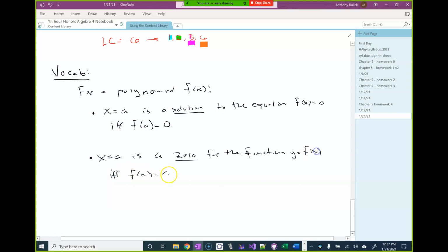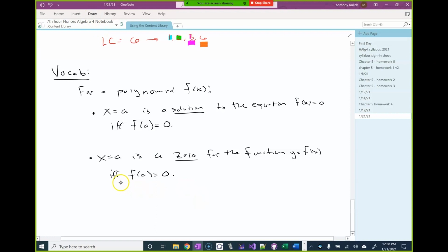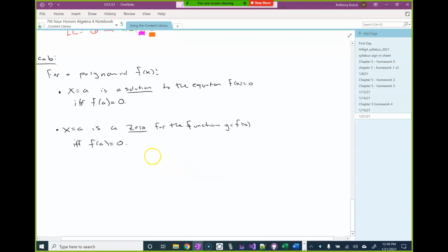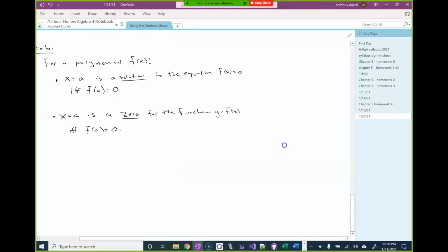So the next one, we say x equals a is a 0 for the function y equals f of x, if and only if f of a is equal to 0.